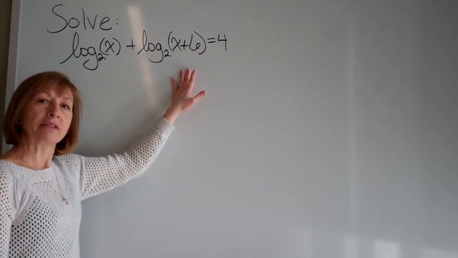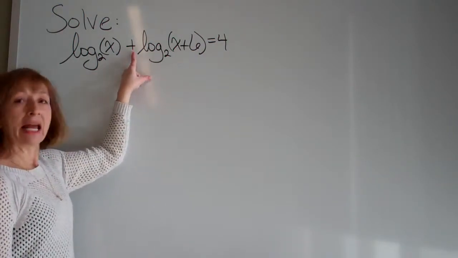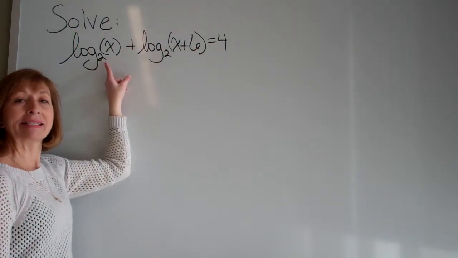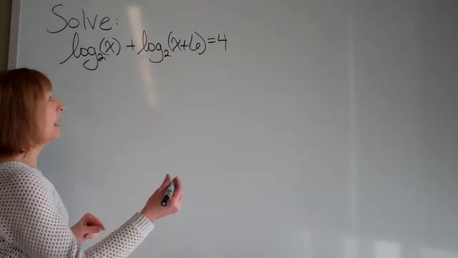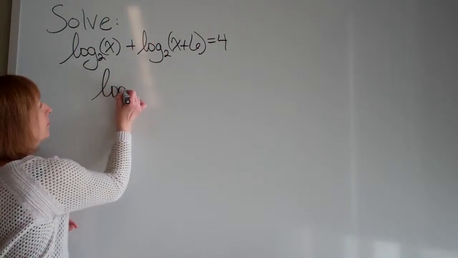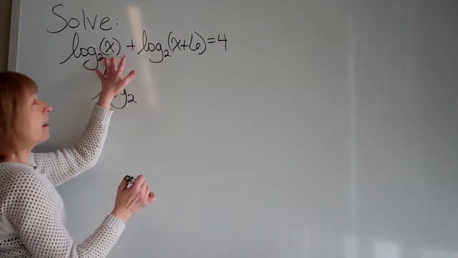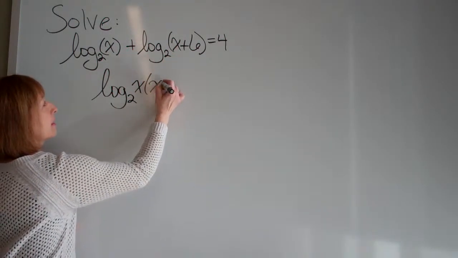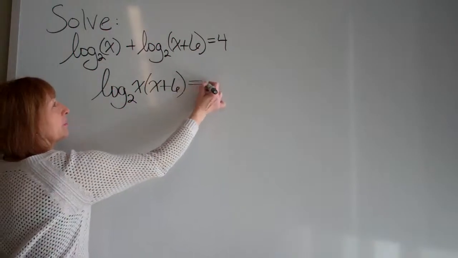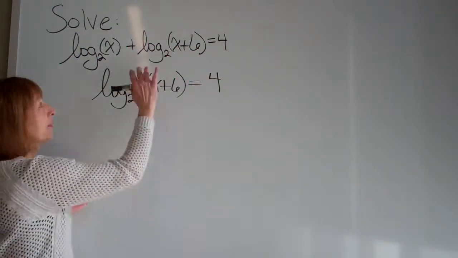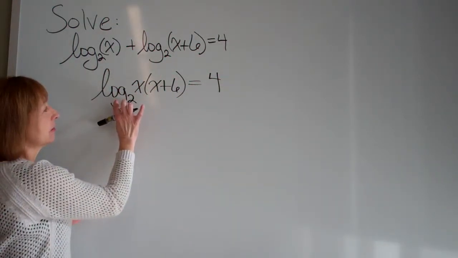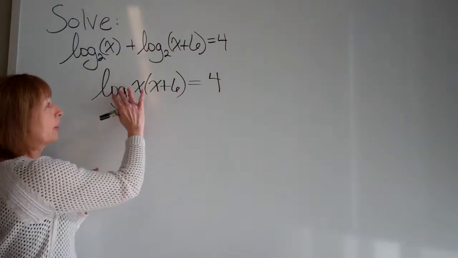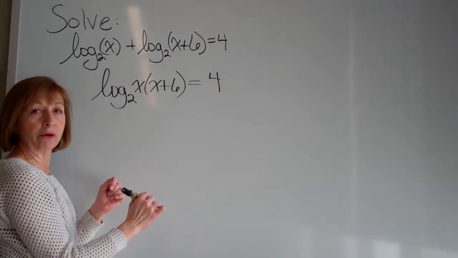Here, I can use the properties of logarithms that say if you're adding the logarithms of two different expressions that have the same base, I can rewrite that as the logarithm of that base of the product of the two expressions. So x times x plus 6, and that is equal to 4. Now I've condensed this expression into the log of a quantity is equal to a number, and I can write it out of logarithmic form to exponential form.